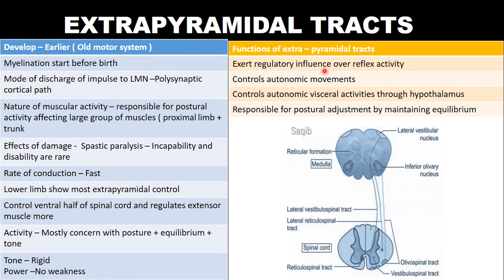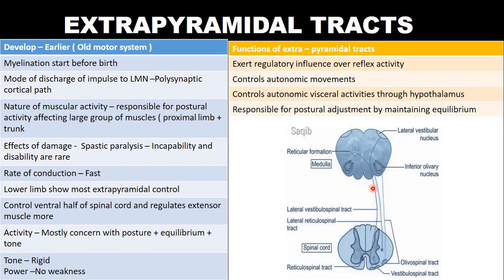Coming to its function, as I already told you, it controls automatic movements and controls visual activities. It is responsible for posture adjustment and maintains equilibrium, and it exerts regulatory influence over reflex activity. So guys, in this you just remember the names of the extrapyramidal tracts and their course, and nothing much more to memorize, whereas in the pyramidal tract you just need to know the course of the lateral and anterior corticospinal tracts, and it is easy for you to understand the descending pathway.